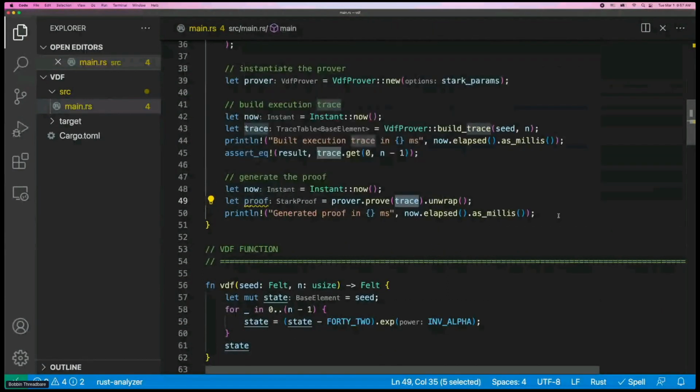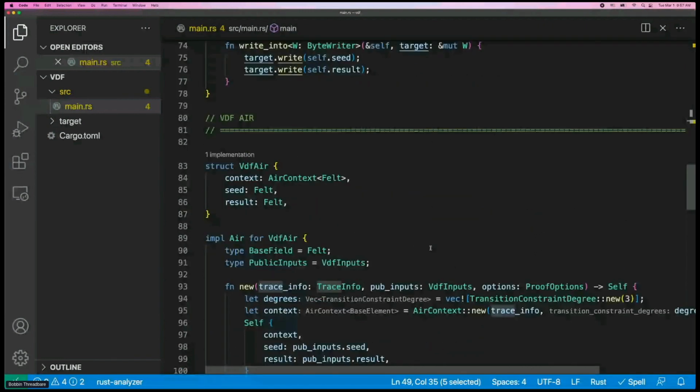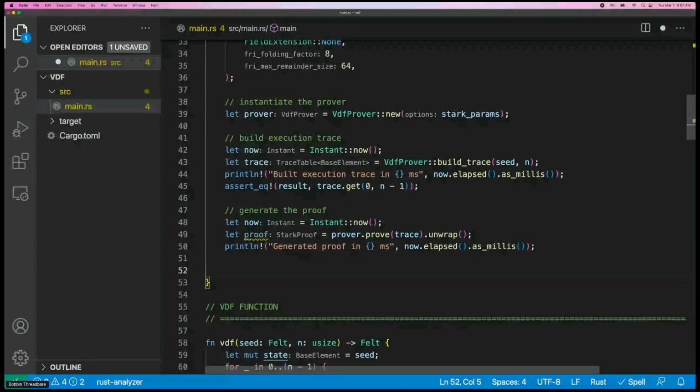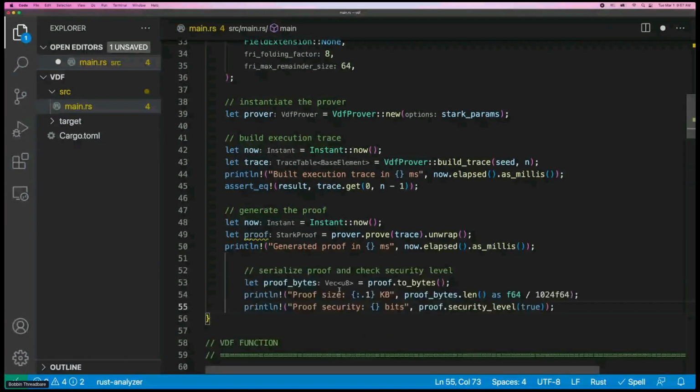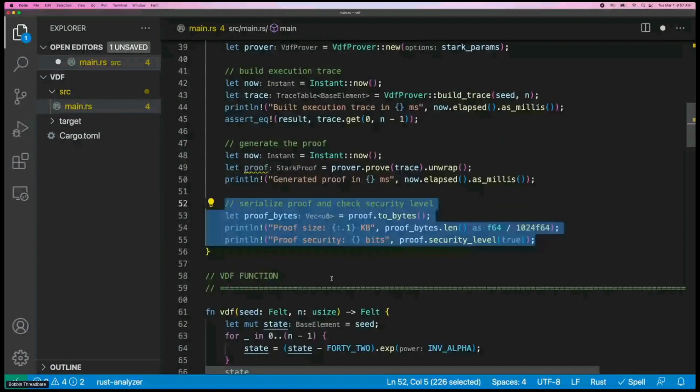I mean, there's been a lot of work to actually write up the AIR and stuff like that, but now that we have the AIR defined, generating a proof for this computation is just as simple as passing the trace and saying proof. We want to, just for informational purposes, figure out how big the proof is and print it out. So we just serialize it here and see what security level we get.